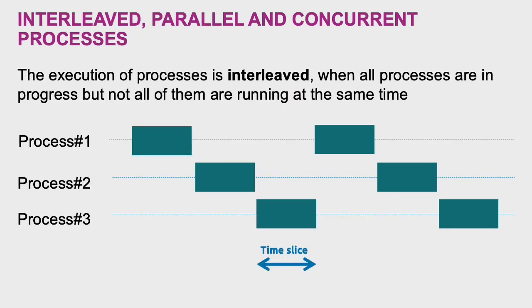Let's discuss interleaved, parallel, and concurrent processes. Here we use the term process in general, as process may identify either processes or threads. The execution of processes is said to be interleaved when all processes are in progress, but not all of them are running at the same time. In this case, it's up to the operating system to assign each process, or each thread if you prefer, some CPU time, and to let them progress in their execution.